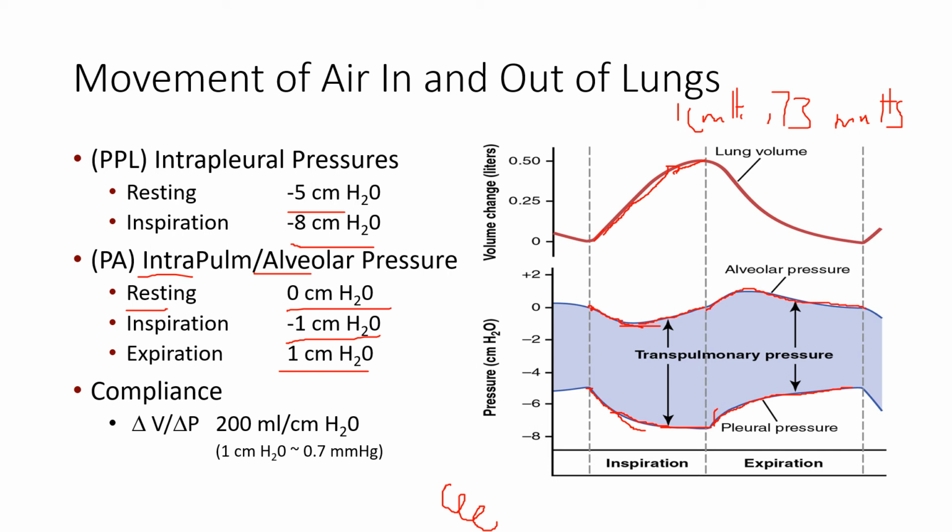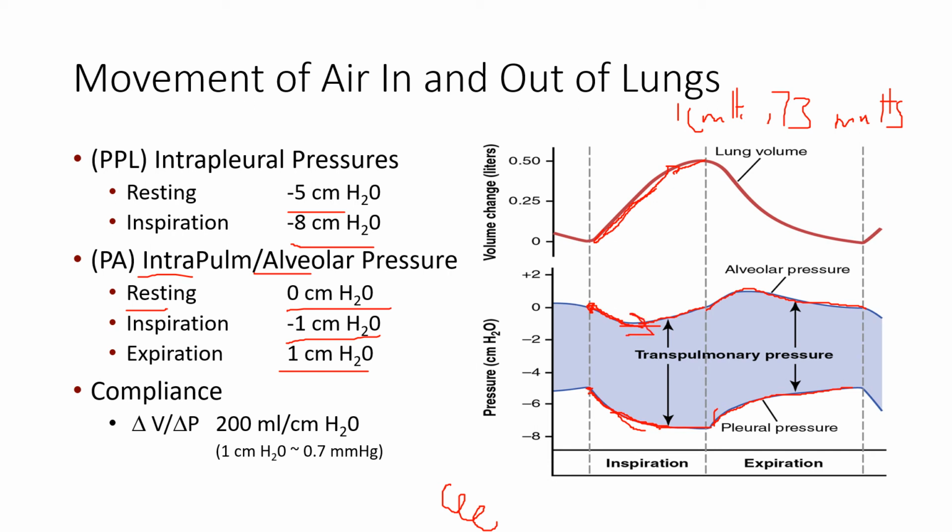So again, just recapping, at the beginning of inspiration, just before we begin, alveolar pressure is at 0. Pleural pressure, again, -5, and again, these are relative to atmospheric. As we expand the chest wall, pleural pressure becomes more negative. It moves from like -5 to -8. That allows the lungs to fill with more and more air. Lung volume increases, and pulmonary pressure decreases.